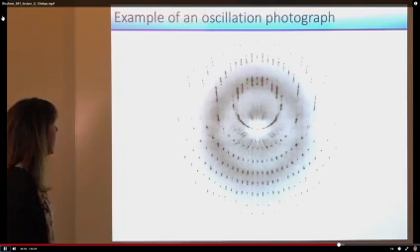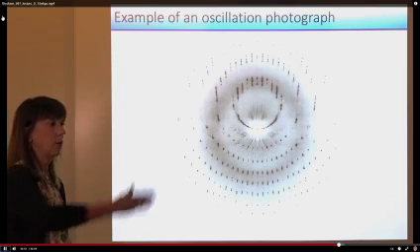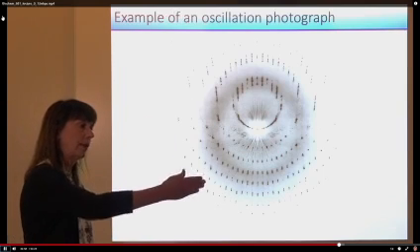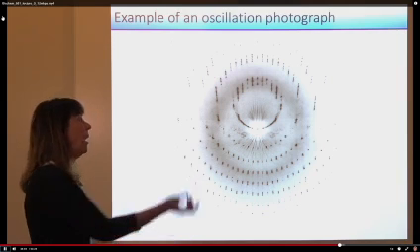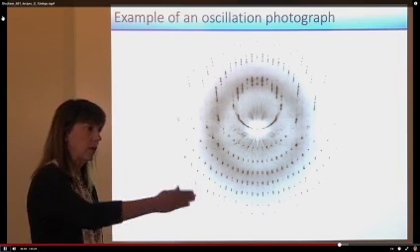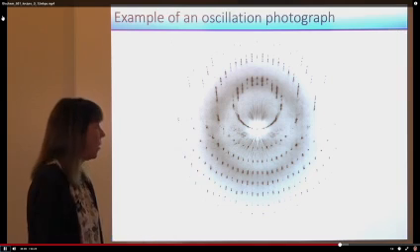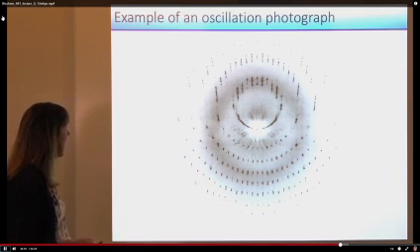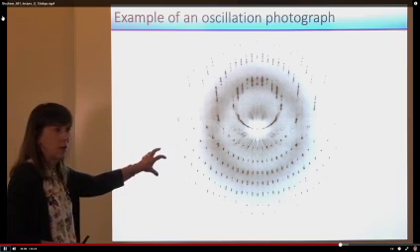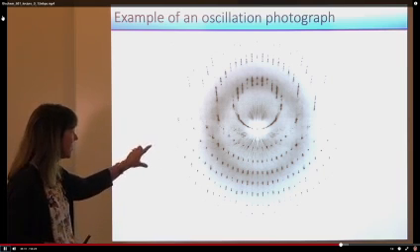Here is an example of an oscillation photograph where you put the crystal in the X-ray beam and then you oscillate it back and forth by a degree. And then you collect another oscillation photograph as you're moving the crystal along. But this diffraction pattern is coming from all the electrons in that crystalline lattice.